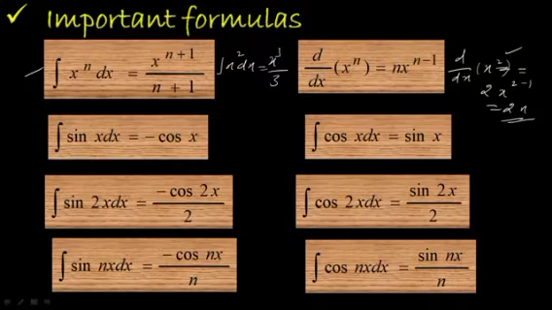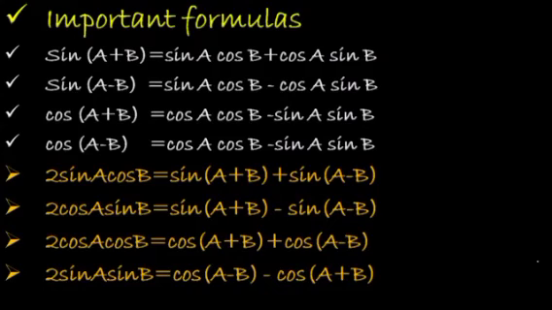Now, integral sin x dx is equal to minus cos x, whereas integral cos x dx is equal to sin x. Whereas integral sin 2x dx is equal to minus cos 2x divided by 2, and integral cos 2x dx is equal to sin 2x divided by 2. So in general, integral sin nx dx is equal to minus cos nx divided by n, whereas integral cos nx dx is equal to sin nx divided by n. So this is the important formula when we have the product of functions inside the integration.